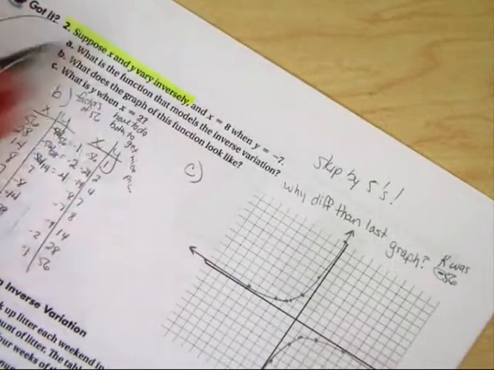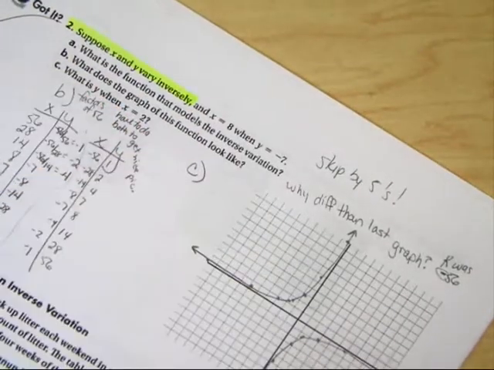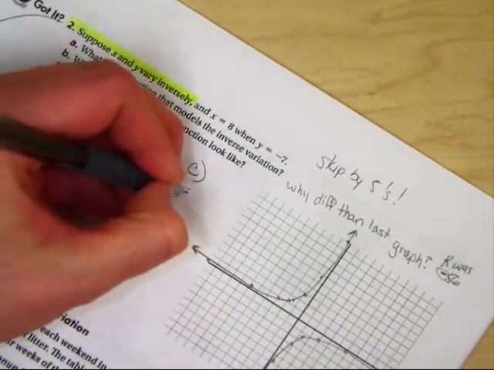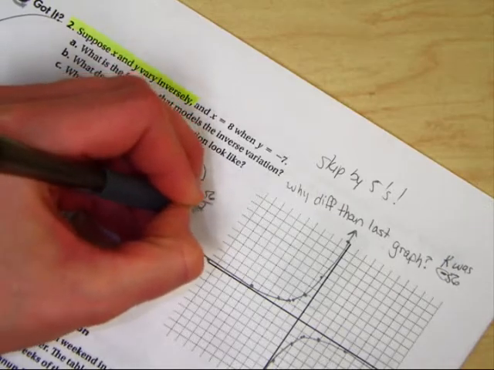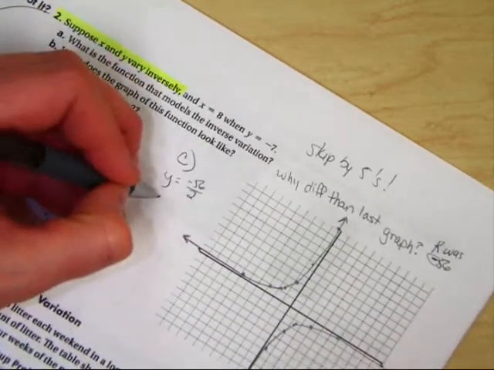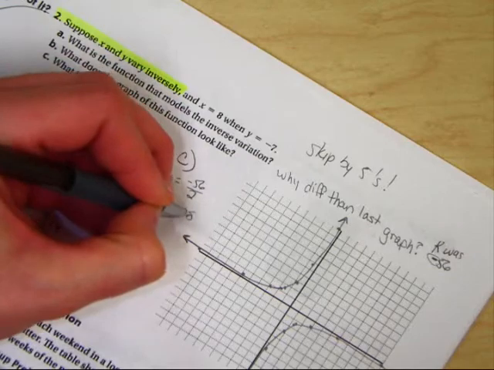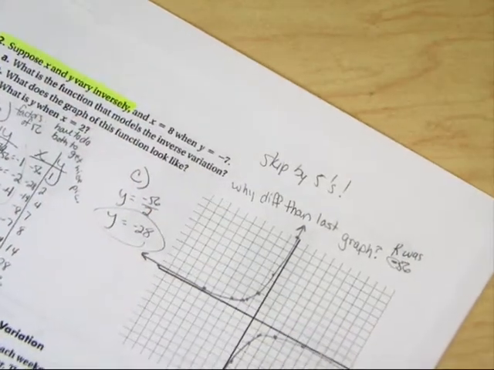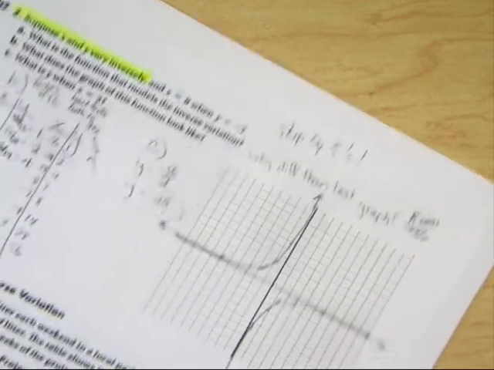Part C says, what is y when x is 2? All we have to do, guys, is take our equation and plug in 2. And it's really just that simple. You would say y is negative 28. End of story. Let's move on to problem 3.